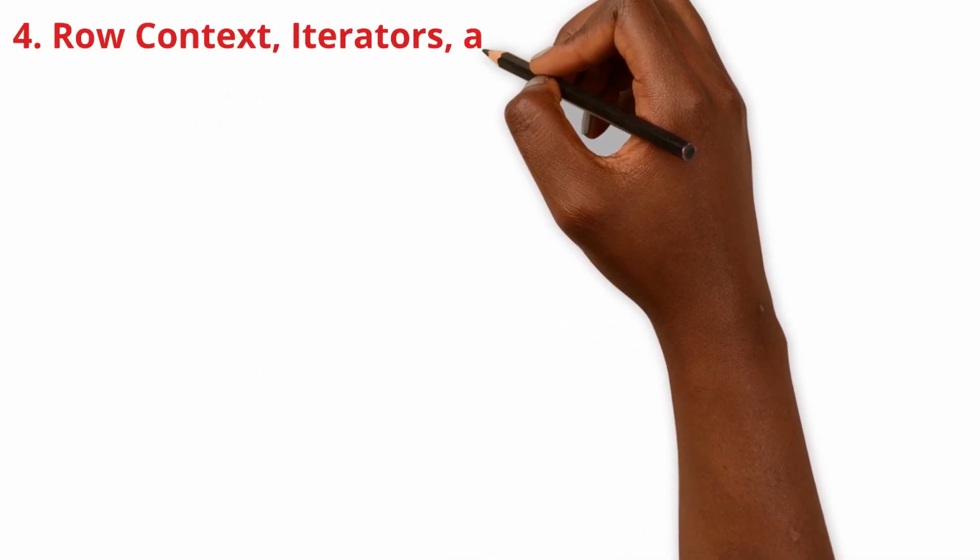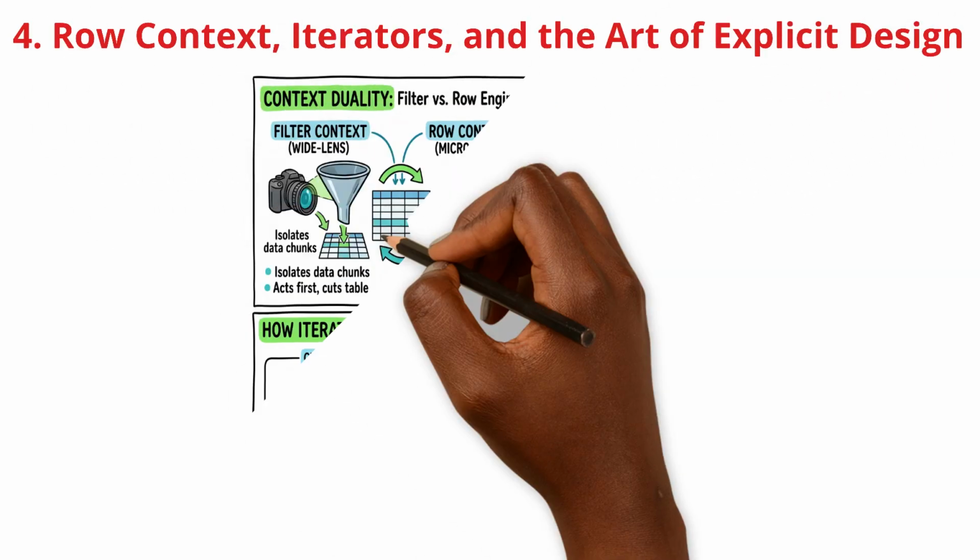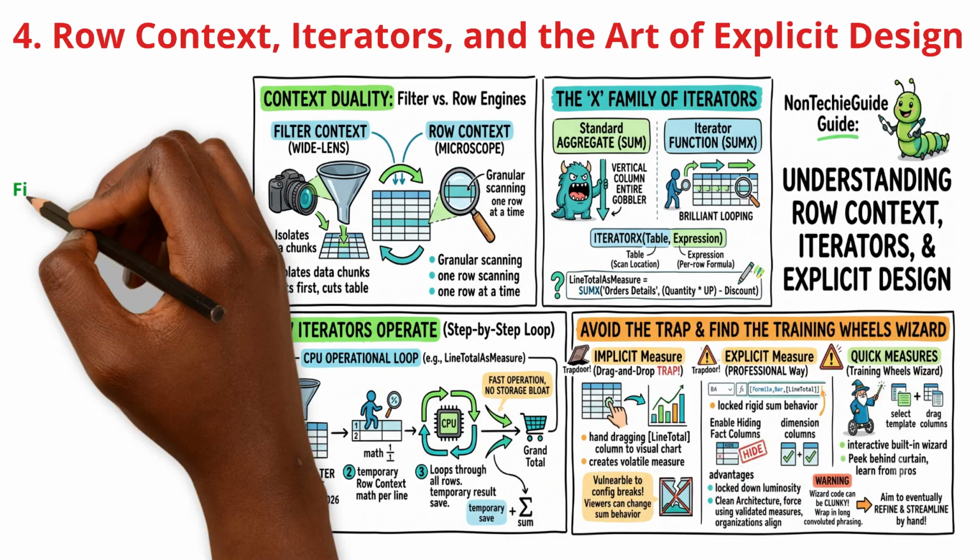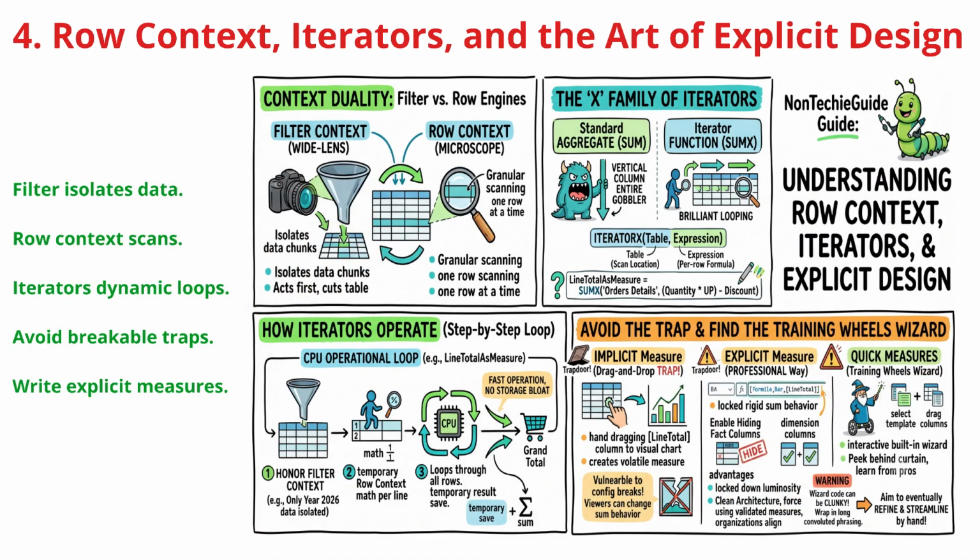While filter context is Power BI's wide-lens camera isolating chunks of data, row context is the microscope that scans your table horizontally, looking at values line by line. To leverage this line-by-line math dynamically, we use iterator functions, the X family, like SumX. Standard functions are column monsters that gobble everything vertically, but an iterator performs a brilliant dynamic loop, calculating accurately inside the CPU without bloating your storage.